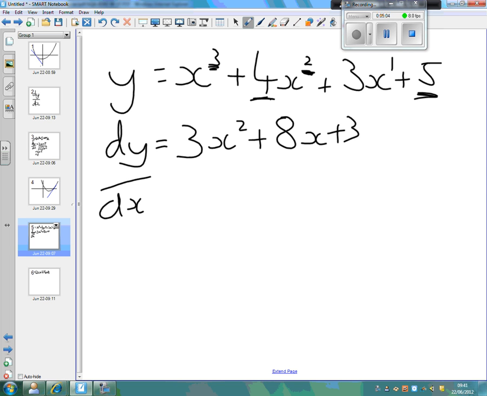And we can do what we did before, we can substitute numbers in. So if you wanted to find the gradient of the tangent at the point x equals 7, we can substitute 7 in and find the gradient at that point.